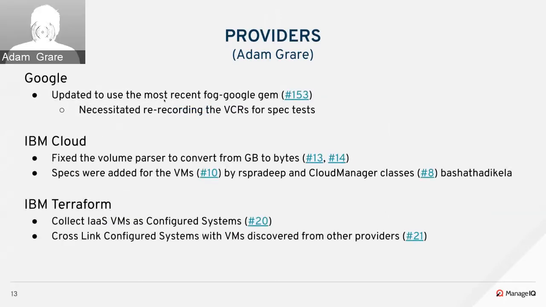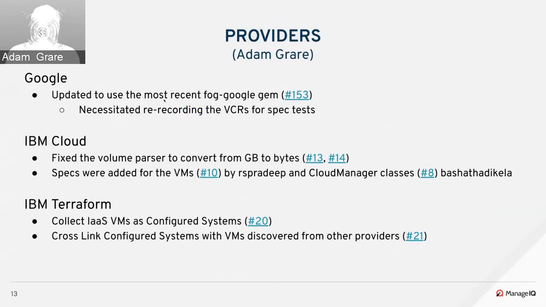For Google, we also updated to the latest Fog Google gem. The REST client change is one of the things that was preventing us from getting there. So we also had to update the VCRs, not just for REST client, but also for Fog Google. Their APIs changed a little bit, so we had to re-record the VCRs for that.